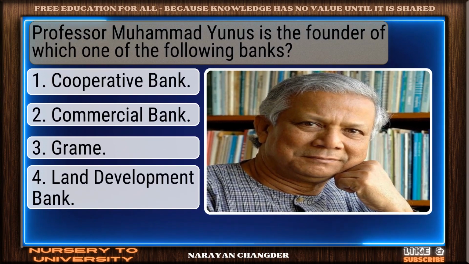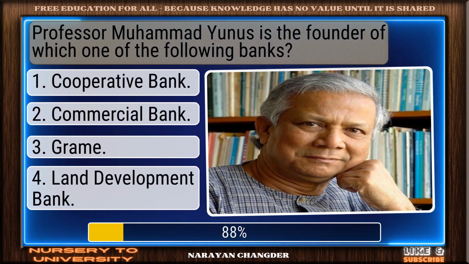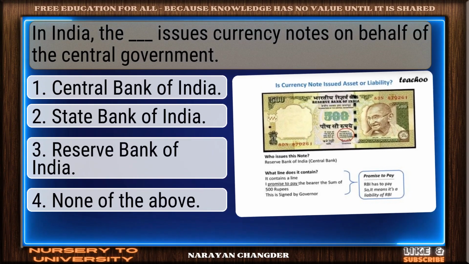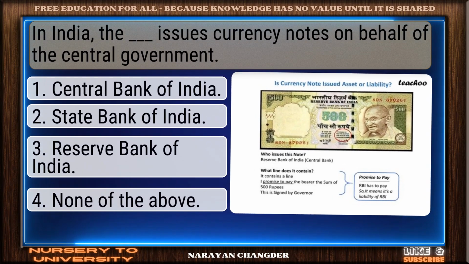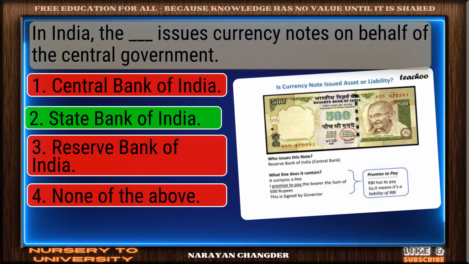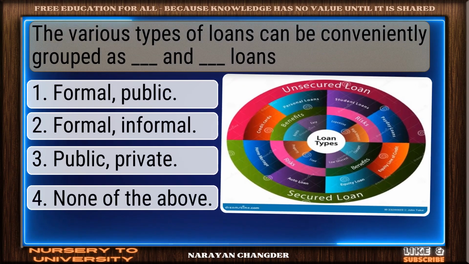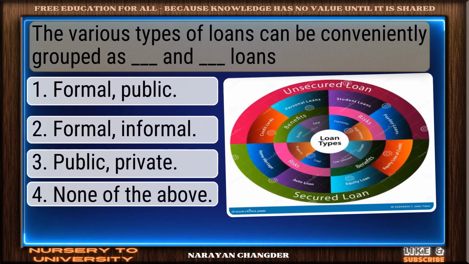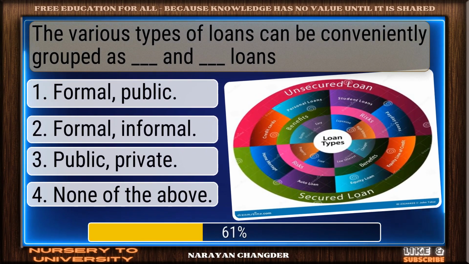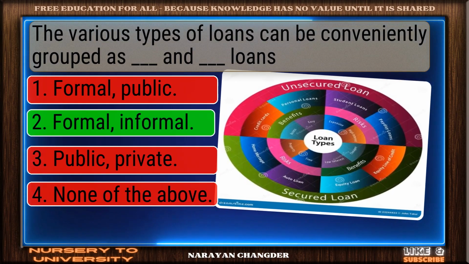Professor Muhammad Yunus is the founder of which one of the following banks? Correct. Graham is spot on. In India, the dash issues currency notes on behalf of the central government. Strong choice. State Bank of India is right. The various types of loans can be conveniently grouped as formal loans and informal loans. Good thinking. Formal, informal is right.